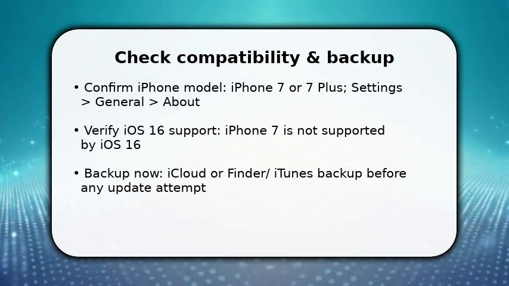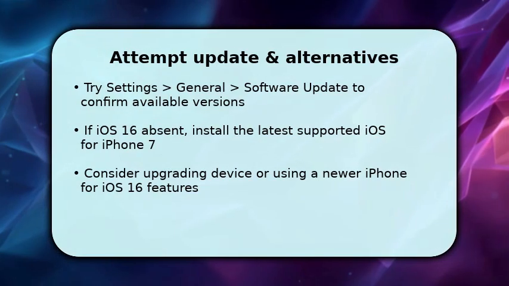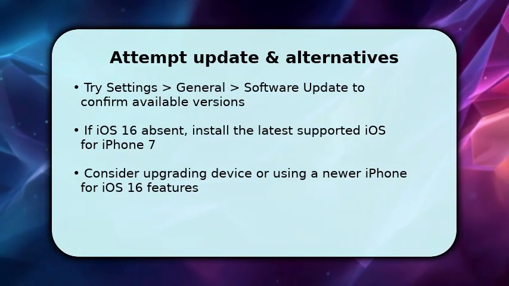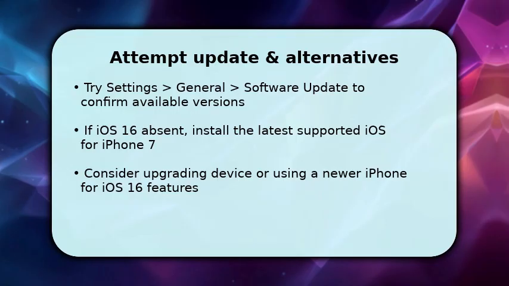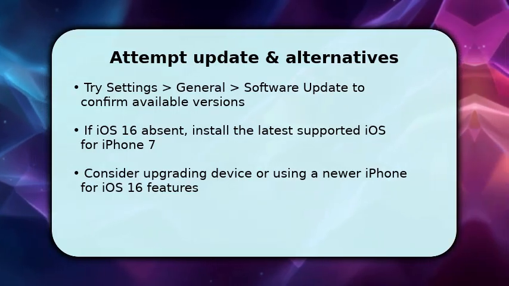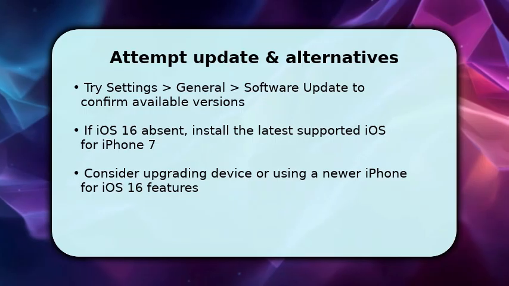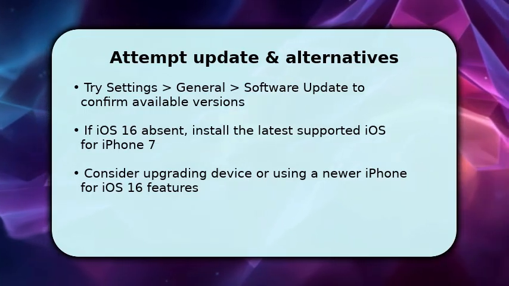You should check Settings, then General, then Software Update to see if anything newer than your current release is offered. If iOS 16 is not listed, which is expected for iPhone 7, install the latest supported update that appears. This keeps your phone secure and stable.